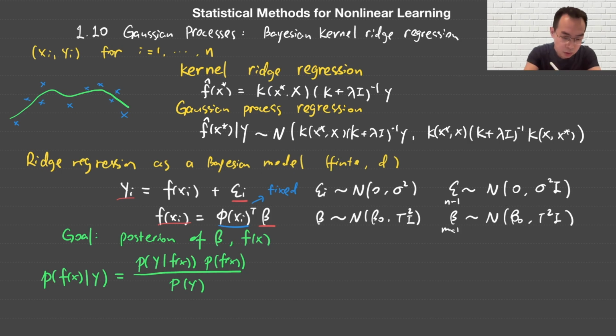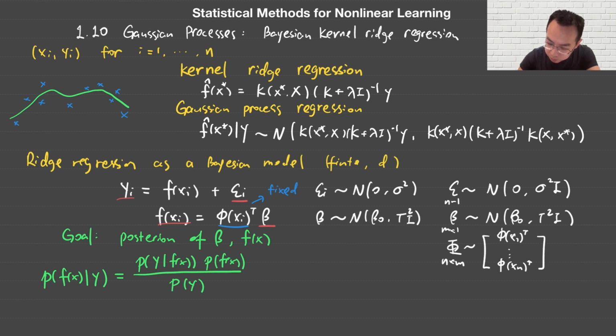Next, we have the phi matrix. The phi matrix will have all the data points. It's an n by m matrix, with rows phi of x1 transpose all the way to phi of xn transpose. Then we have the f vector, an n by 1 vector that has all the evaluation points from f of x1 to f of xn.